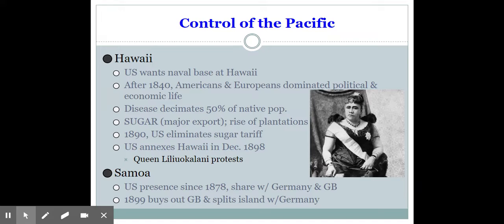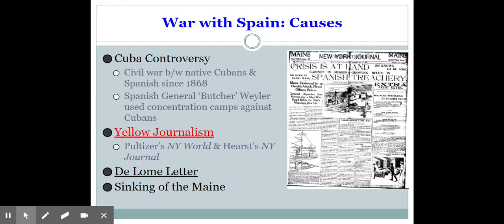Samoa is also another island chain a little south and west of Hawaii that serves a similar purpose, which was to be a place of refueling for the U.S. Navy, but also to some degree, some of the plantation agriculture that you saw elsewhere, but on a much smaller scale.